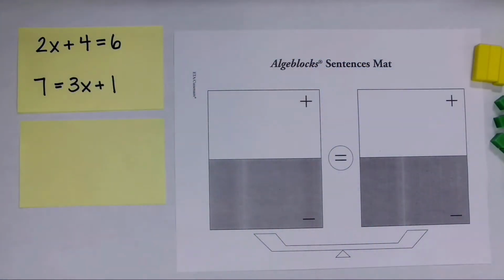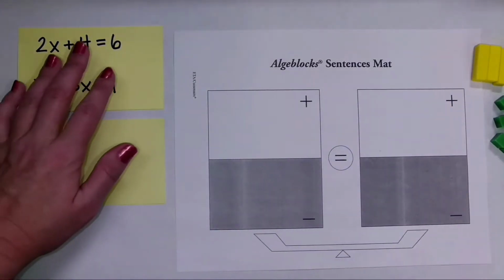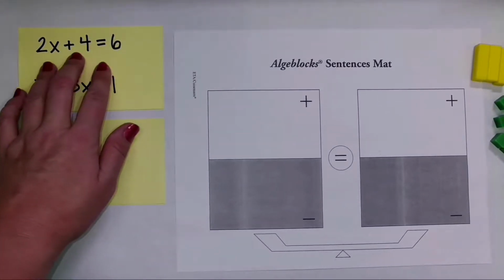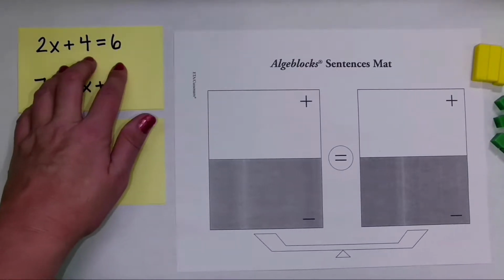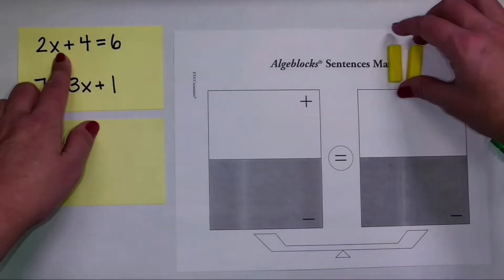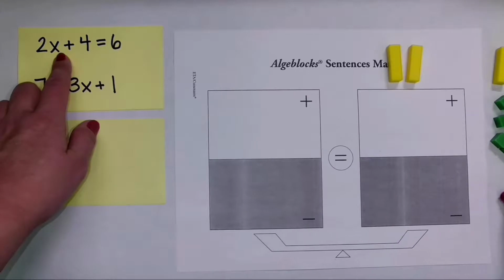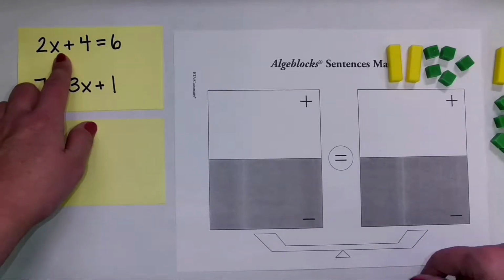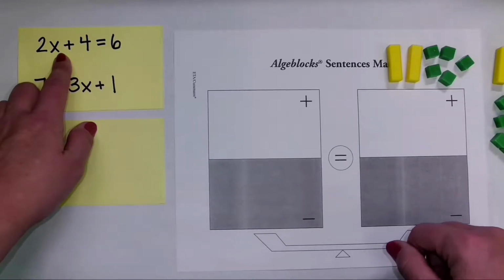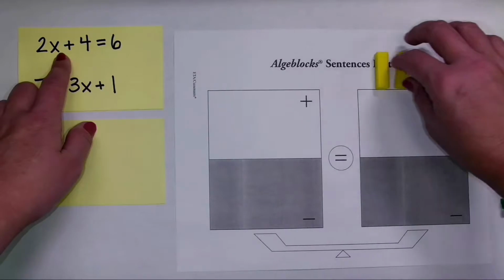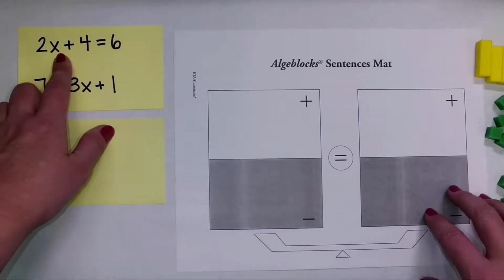So I have my problems written over here. Whenever I'm doing a problem, even if I'm using manipulatives, we want to have the abstract form of the number written here. So the first problem we're going to solve is 2x plus 4 equals 6. So let's go ahead and get this set up. Now with our Algeblocks, these little yellow rods represent the x, or the variable, and these green cubes represent the constant. Each of these has a value of 1. So we'll use our rods and our units here today to help us solve the problem, and I'll just scoot those there to the side.